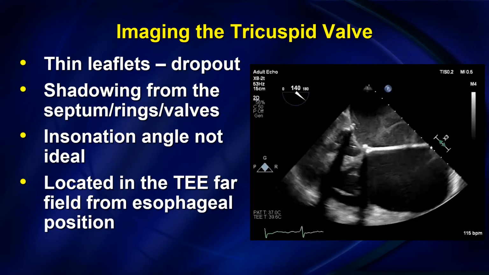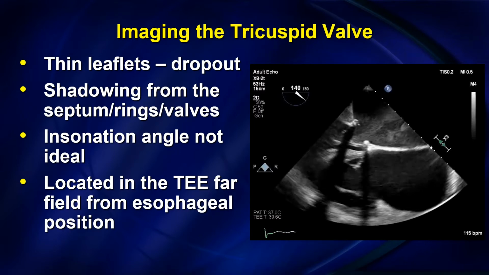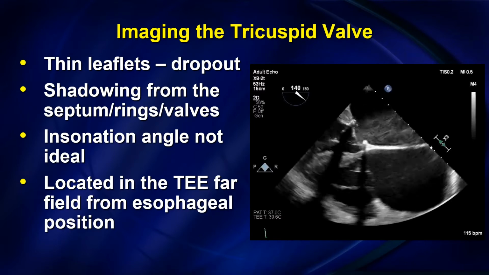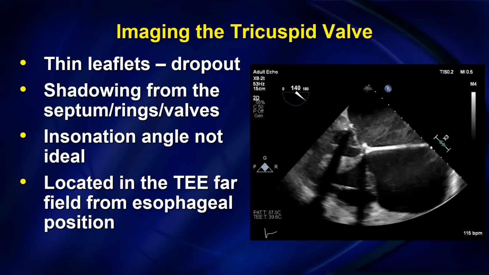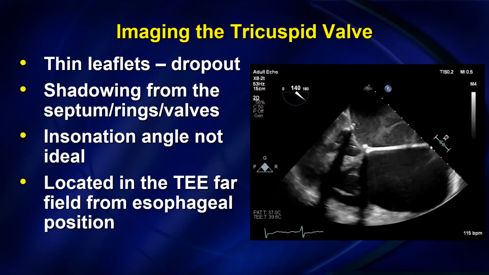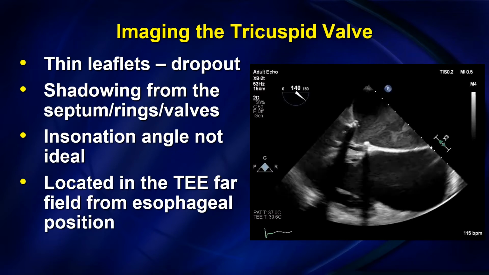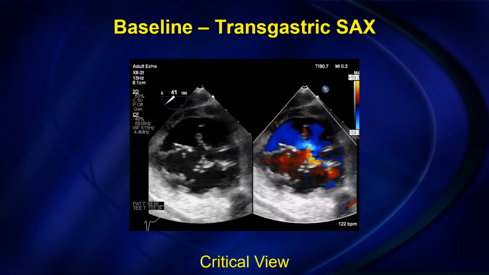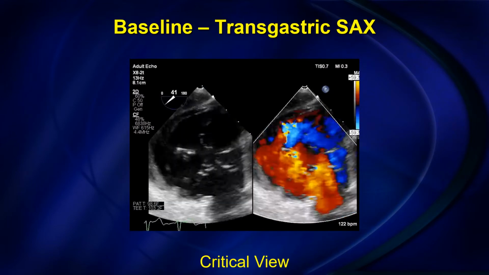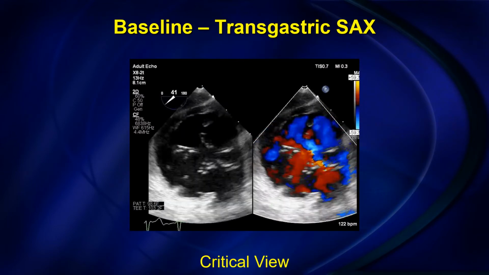The tricuspid valve leaflets are thin, there can be shadowing from the atrial septum, mitral annuloplasty rings, or mitral or aortic valve prostheses. The leaflets are not perpendicular to the insonation beam, and the valve is located in the far field from the esophageal position. One of the critical views we have described for the procedure is the transgastric short axis view.